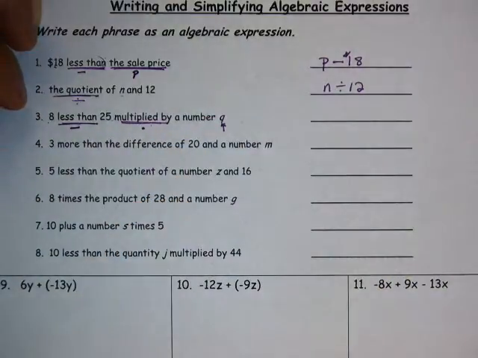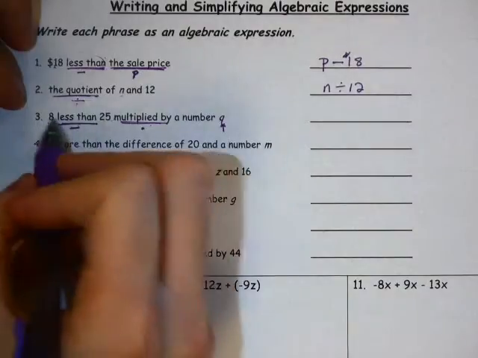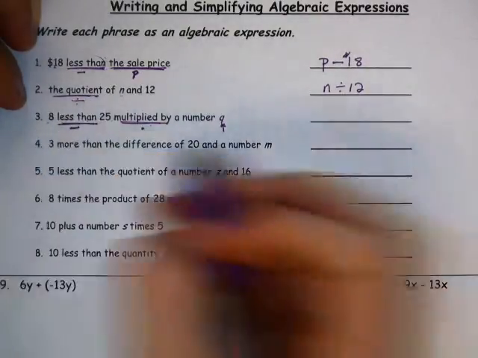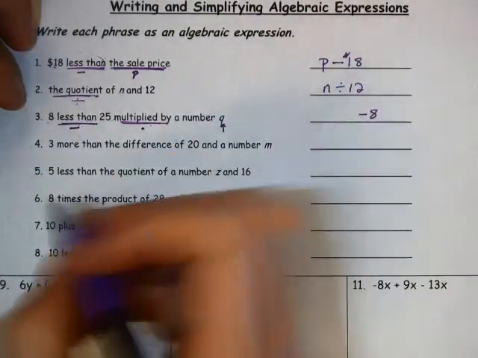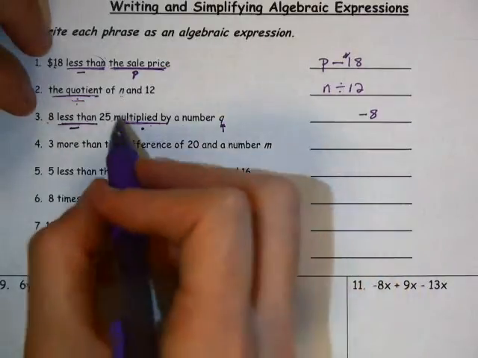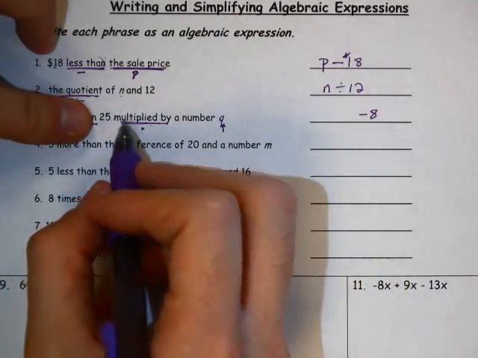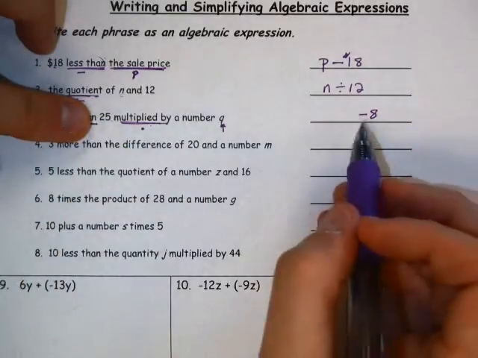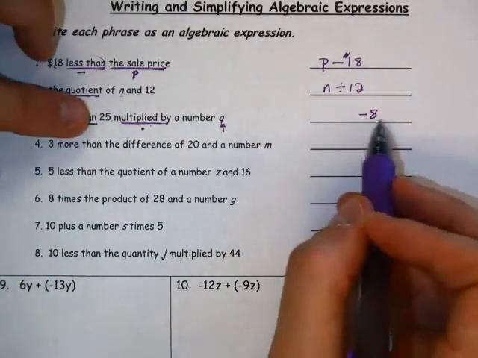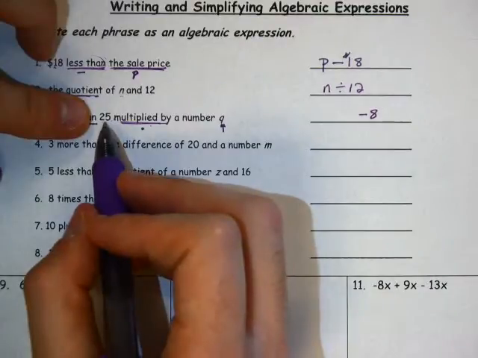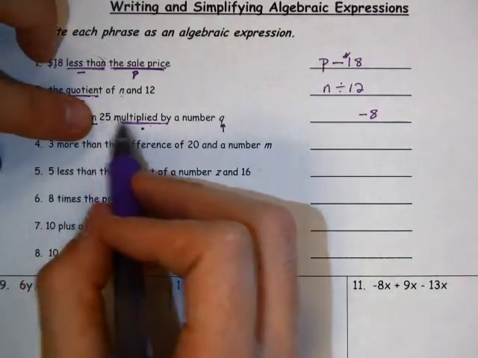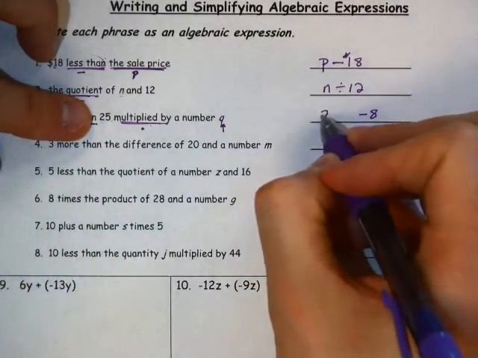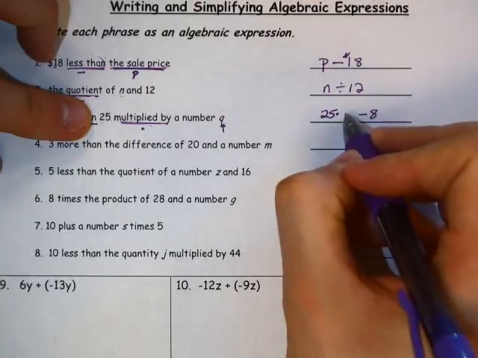All right. So, well, we have 8 less than. We know less than means we're going to subtract 8 from whatever it ends up being, right? So that means all that's left is 25 multiplied by a number q. Notice how I covered this up so I didn't get confused. I already wrote less than 8. It's going to be subtracting 8. Less than is that special word. 25 multiplied by a number q. So 25 multiplied by a number q.